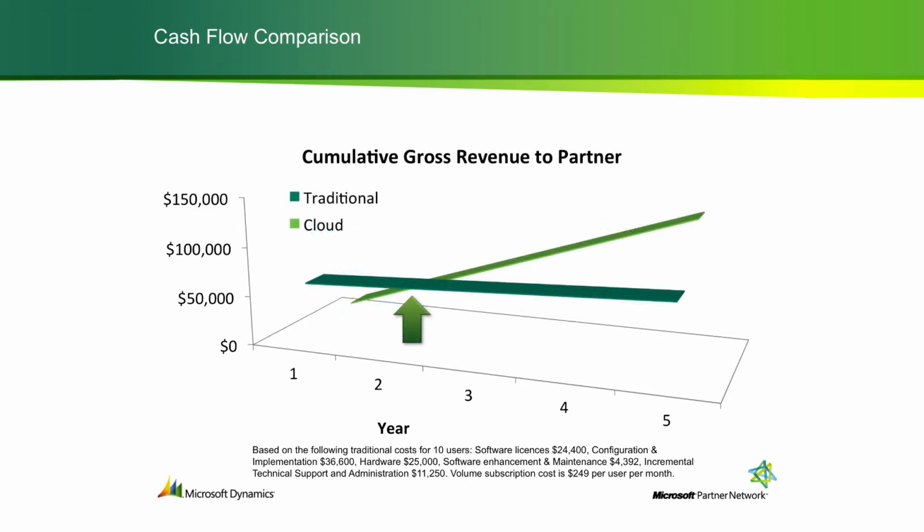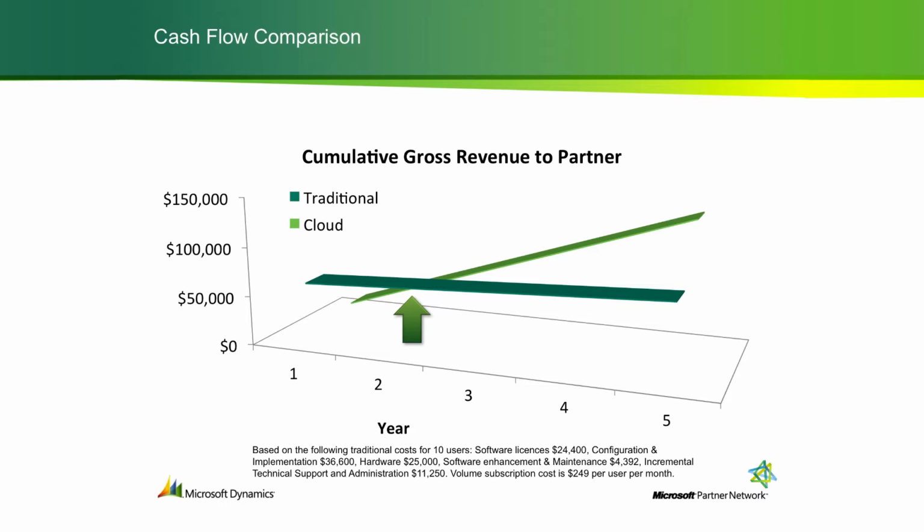Now, this is what the picture looks like from the partner standpoint. It's obviously the mirror image, pretty much, of the customer's view of things. In the short term, as a partner, on a subscription-based deal or a cloud-based deal, you're going to get less money up front. And you recapture that cash flow, or that revenue, over time, because in subsequent years you keep the subscription flow coming in over time.